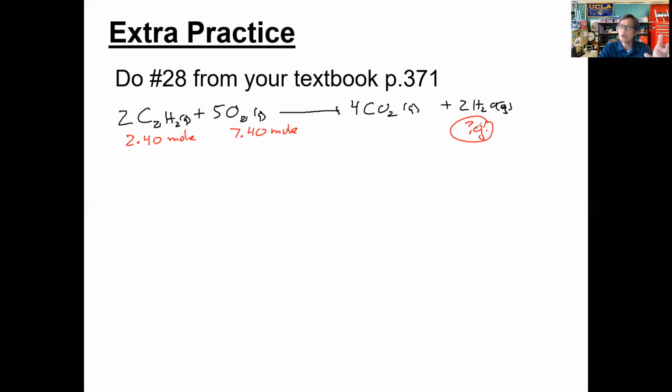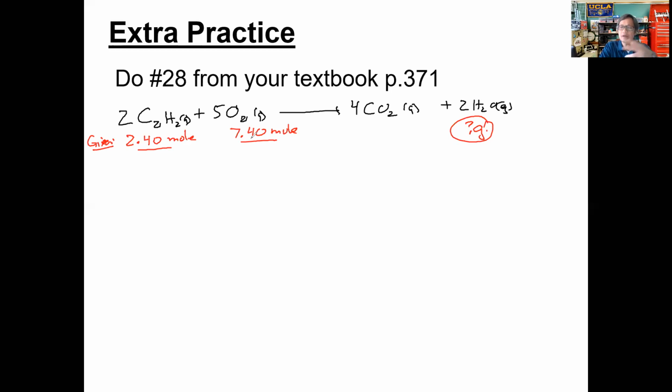And how do we know that we have to do the limiting reagent? Because, folks, look, I pointed this out to you yesterday, and make sure you remember this: if you are given the amount of both reactants, here they give you the amounts in moles, but they give you the amounts of both reactants, then you have to solve for the limiting reagent.